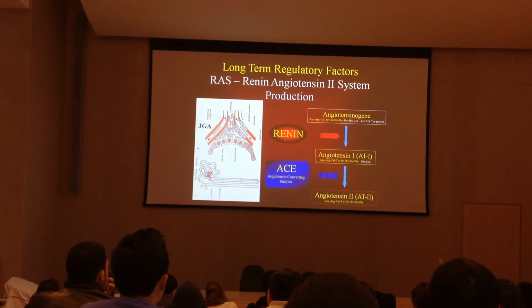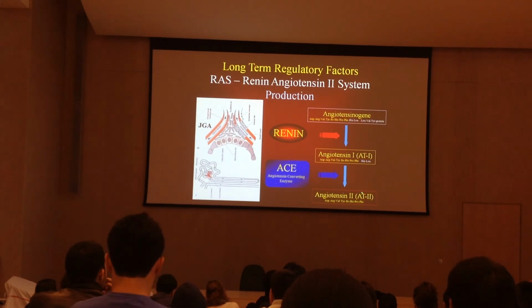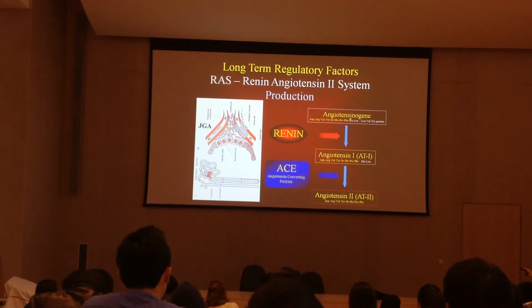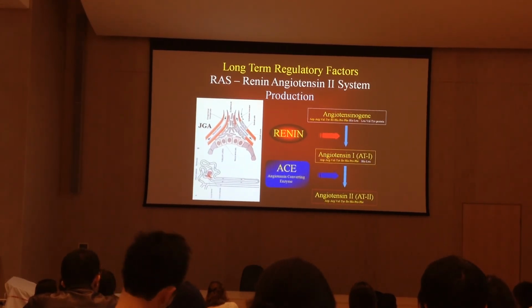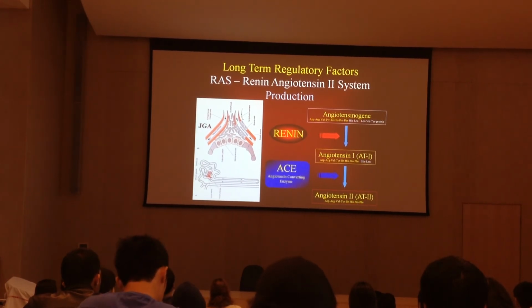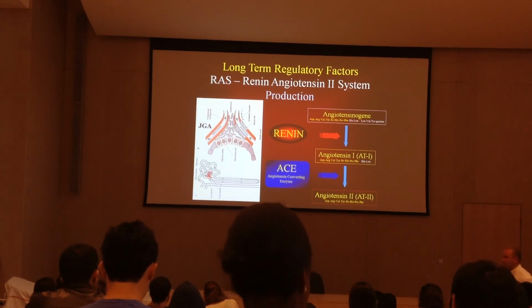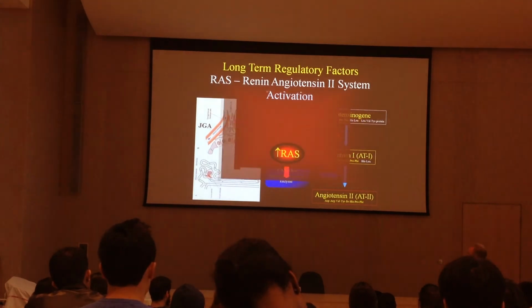Angiotensin 1 is a very efficient molecule, but it can be made better. If you have an enzyme called ACE, angiotensin converting enzyme, it converts angiotensin 1 to angiotensin 2. So the kidney, the juxtaglomerular apparatus, produces renin, the liver produces angiotensinogen, and the two products, by the help of the angiotensin converting enzyme, together constitute the renin-angiotensin system. What we need to know is what activates the renin-angiotensin system and what will be the consequence of its activation. And you will see that that is one of the key long-term regulatory factors of our blood pressure.